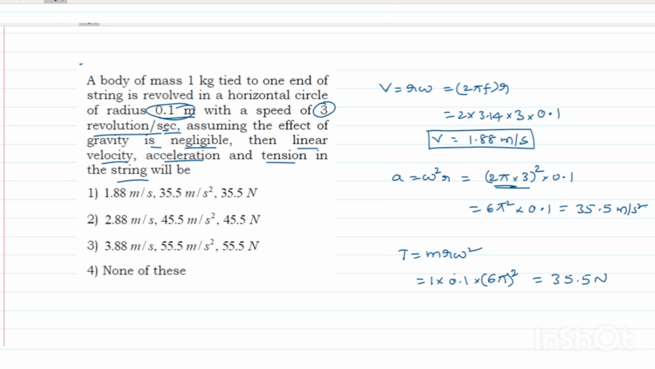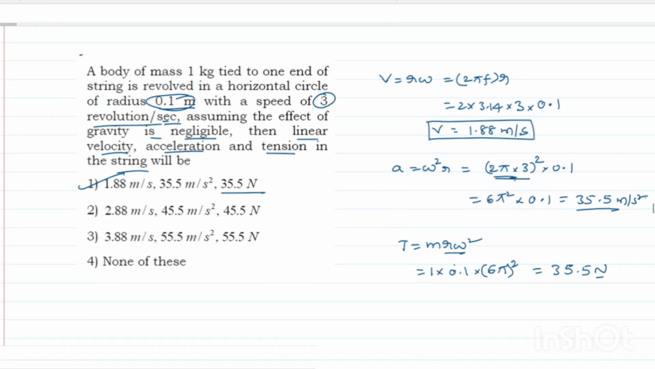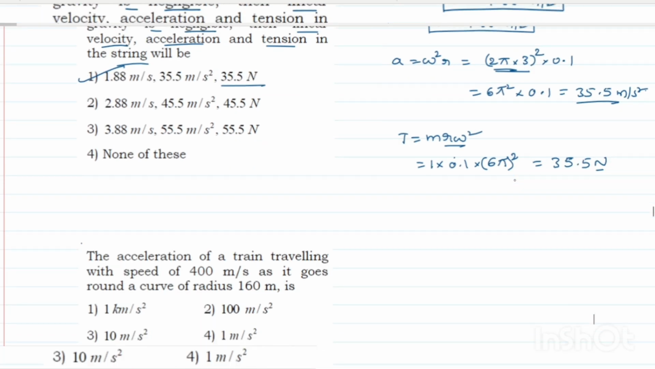So here 1.88, 35.5, and this value 35.5 Newtons. Or else, directly you can take, students, the acceleration A we already calculated, tensional force is m into A. Again, mass is 1 kg, so you will get nearly 30.5 Newtons. So the first one is the correct answer. Let us see the next question.